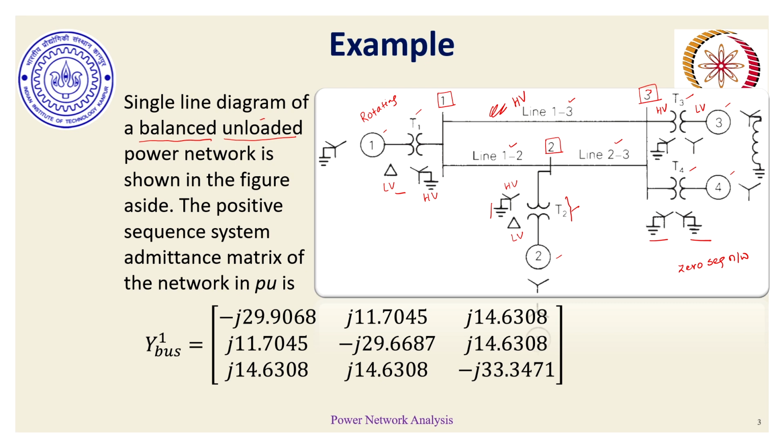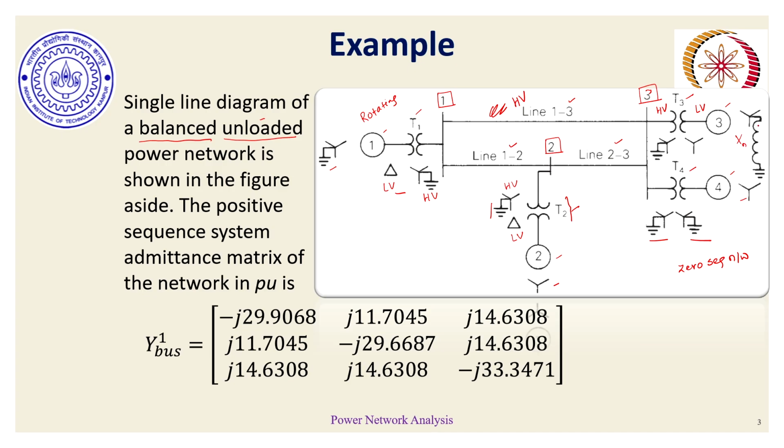Also, there is the way the machines are connected. Machine 1 neutral is star grounded, machine 2 neutral is ungrounded, it is star connected, whereas machines 3 and 4 are also star connected, but 4 is neutrally ungrounded, whereas 3 is grounded through some reactance Xn, whose value we'll see in the next slide.